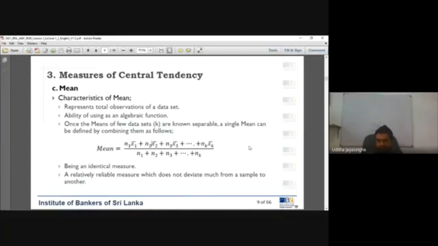Similarly, the third bullet point is showing that once you know the mean of one simple data set, you multiply that by the number of items in those particular baskets, then divide by the total number of items. This is 700, this is 1000, this is 1200, likewise k number of items. Easily you can calculate the complete mean, or the composite mean.